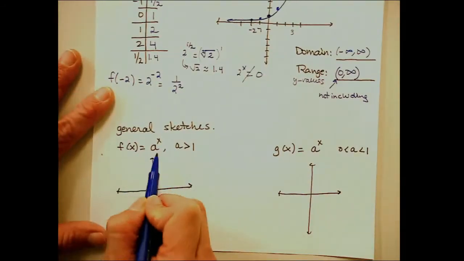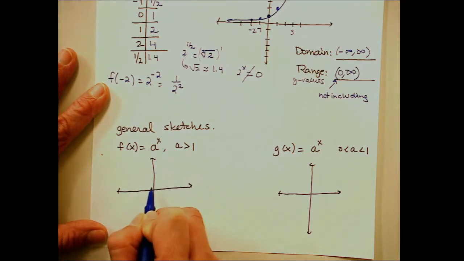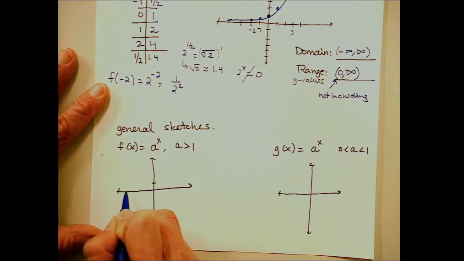Okay, so some general sketches. So f of x equals a to the x if a is greater than 1. It looks just like that picture we drew.